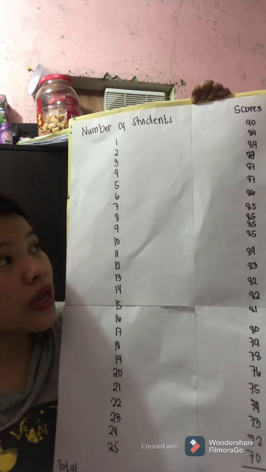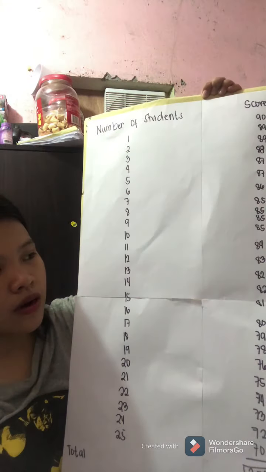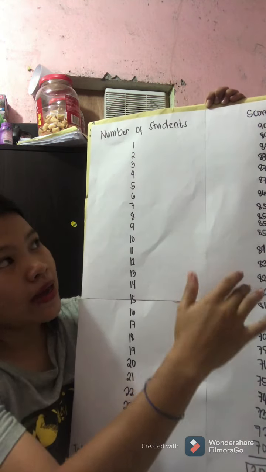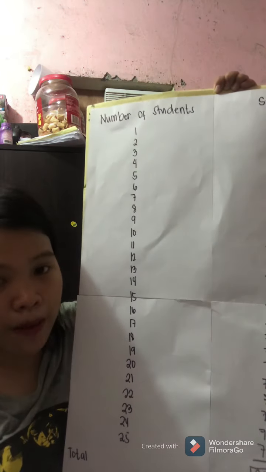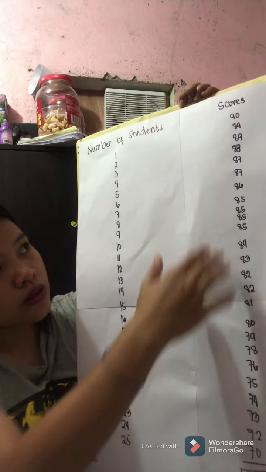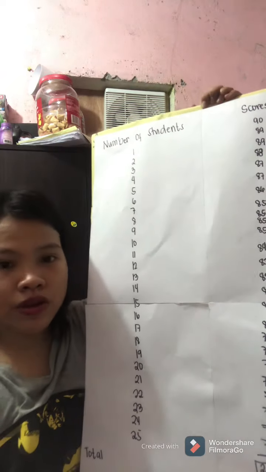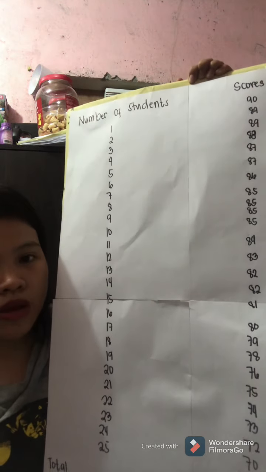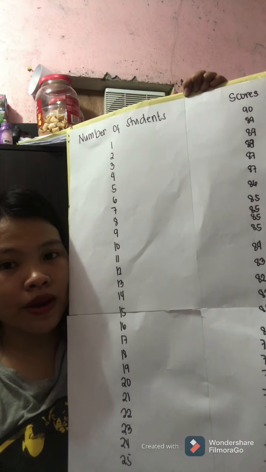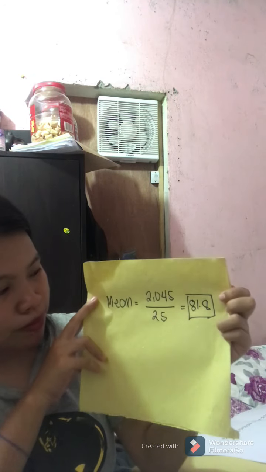So in order for us to get the mean, let's add the total scores and divide it by 25, the total number of students. The total scores is 2045. So 2045 divided by 25 is 81.8. As you can see, this is our mean. 2045 divided by 25 equals 81.8.